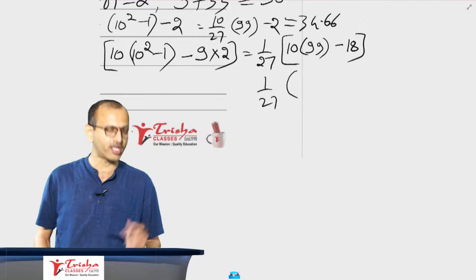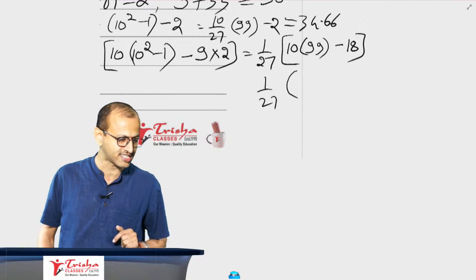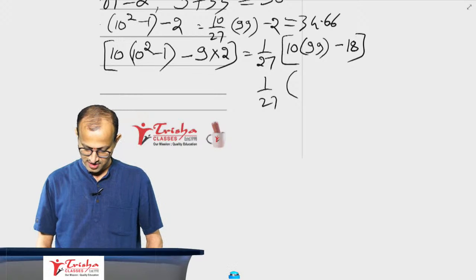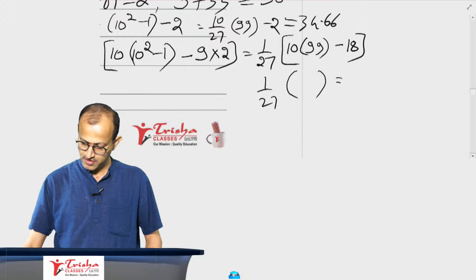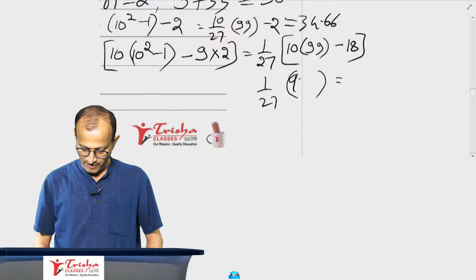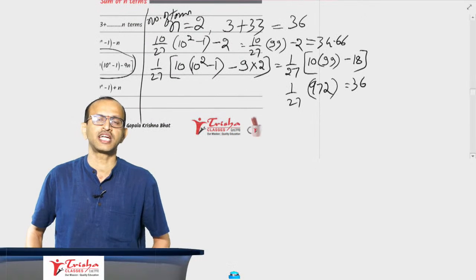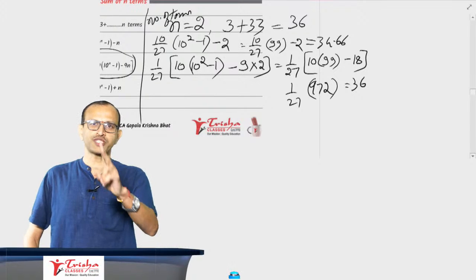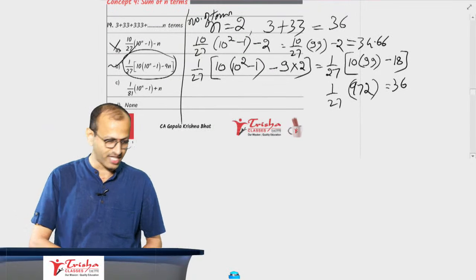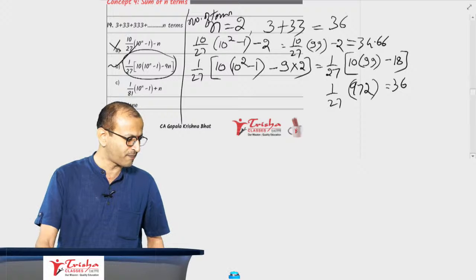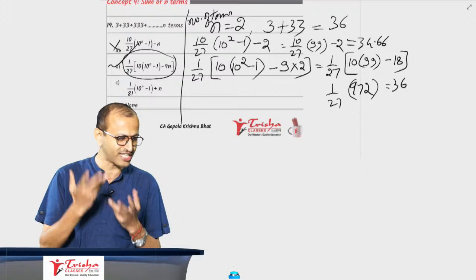Where are you? Will you get 36? Here you get 972, divided by 27, exactly 36. So tell me, 3 plus 33, is it 36? Yes. In option B you get 36. Right answer is B. Such a big question you could work out in a fraction of a second. Not even 1 minute it will take if you understood properly. Happy? If you understood, one clap for all of you. Learned something new, right?